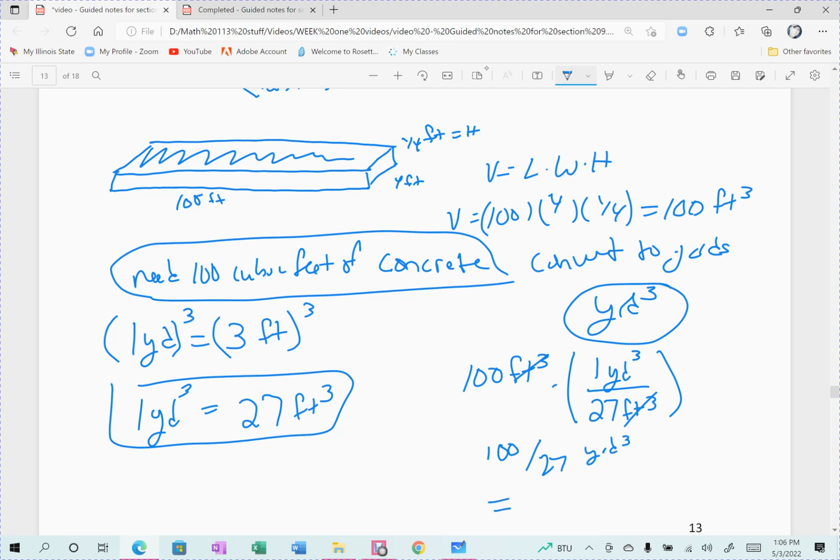If I simplify that, that simplifies to 3.7. Double check, 3.7. 100 divided by 27, 3.70, yeah, so I'm just going to round to 3.7 yards cubed. All right, so 100 cubic feet is equal to 3.7 cubic yards. All right, and that's an example of volume when we're dealing with a box. All right, so the next volume we're going to look for is cylinders, and I'll get to that in the next set of notes.